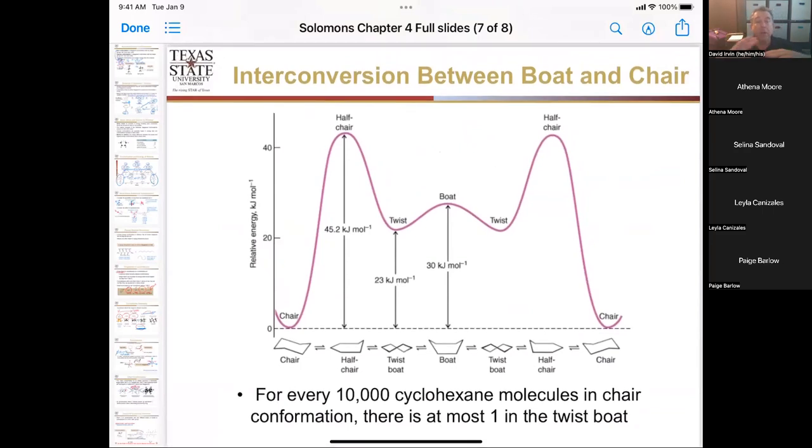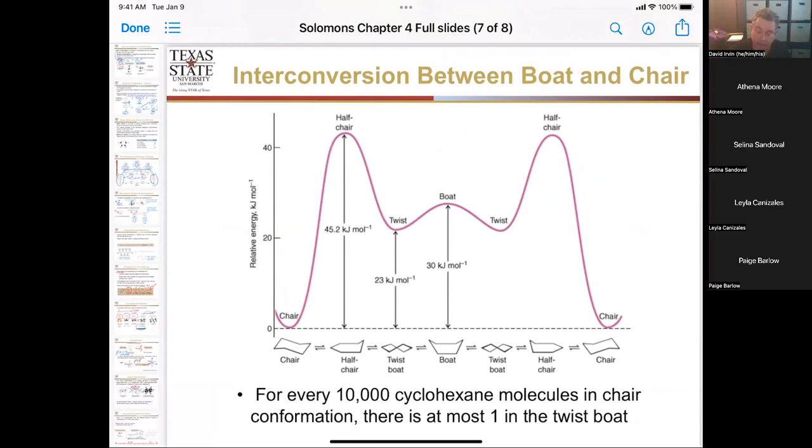All right, so what does that mean? In that Newman projection, we were looking at the energy of rotating around. We can look at that same kind of change in energy as we move through the different molecular shapes. Again, we're not breaking bonds. All we're doing is moving from one position to the next position.